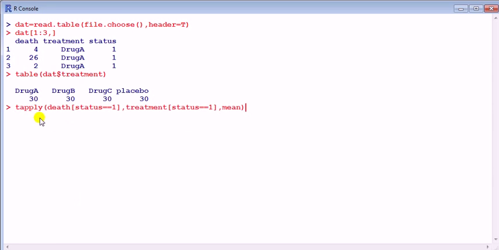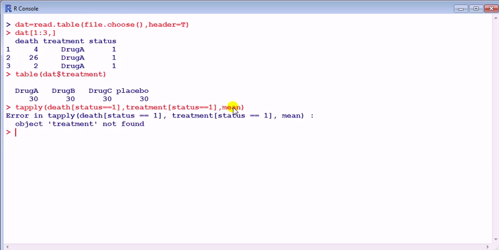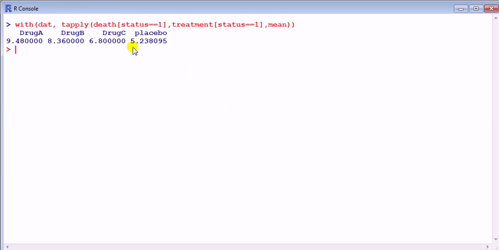Still trying to get a feel of the data, we can look at the mean survival times across the treatments. So use the tapply command. If you do this, remember to either attach your data frame or do something like this with the data. This data frame, I apply this command, calculate the mean survival time for people whose true survival time unknown, and we're plotting across the levels of treatment.